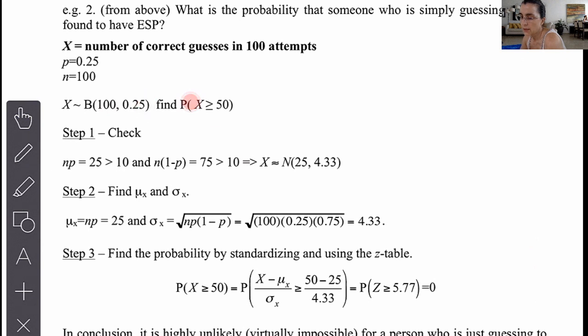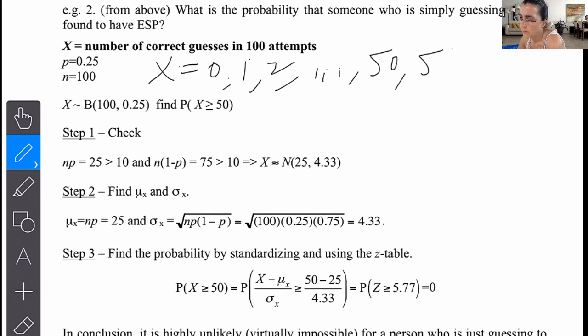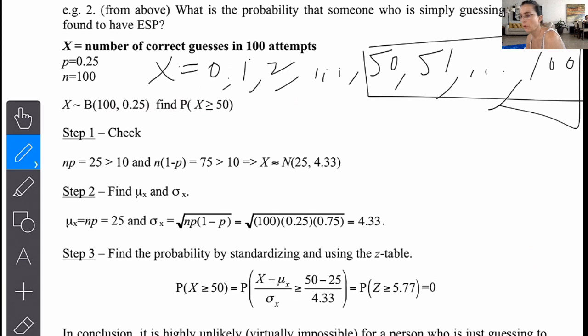I want to find out what's the probability that he guesses 50 or more correctly. Again, this is daunting if I actually have to compute for all of those. That's going to take a while.